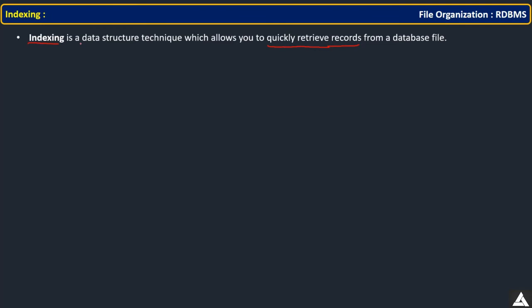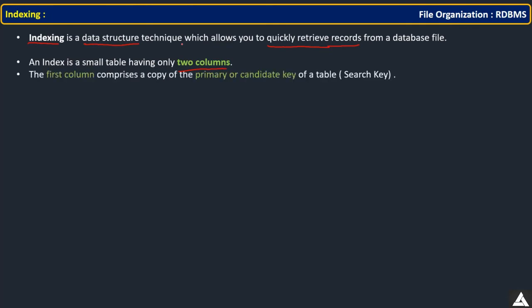So the index is one kind of data structure we are following. That is why I told you to remember the textbook example. Throughout our discussion, we will refer to the same thing for better logical understanding. Next, an index is a small table having 2 columns. You can also relate this with our example. The first column comprises a copy of the primary key or candidate key of the table, the search key, with which you will search.